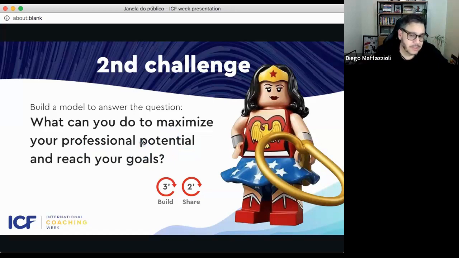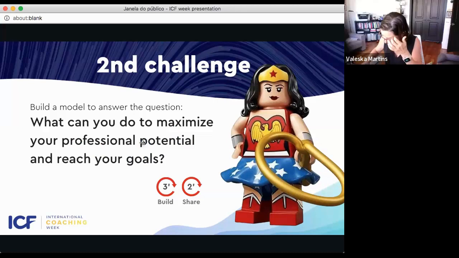Well, the point here is that when you facilitate a Lego Serious Play, you can play some music during the build moment to make the moment and the experience more enjoyable. Okay, 30 seconds.